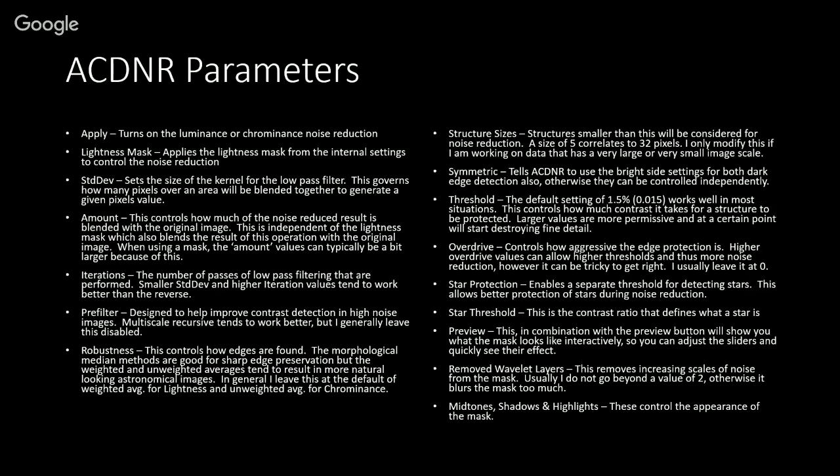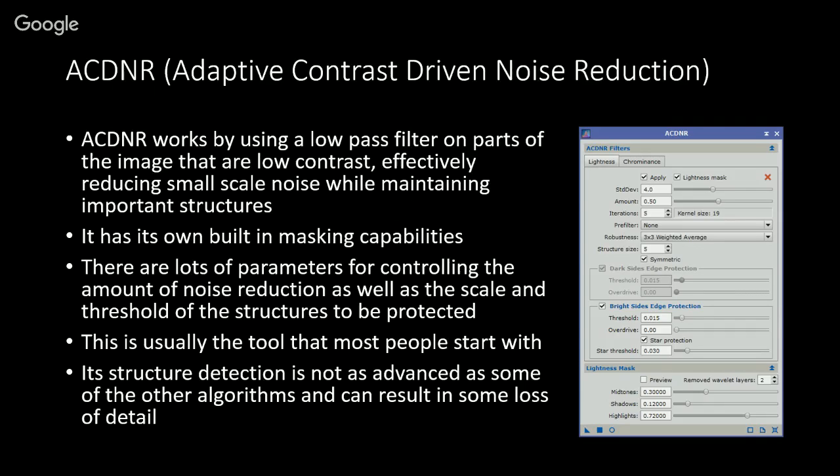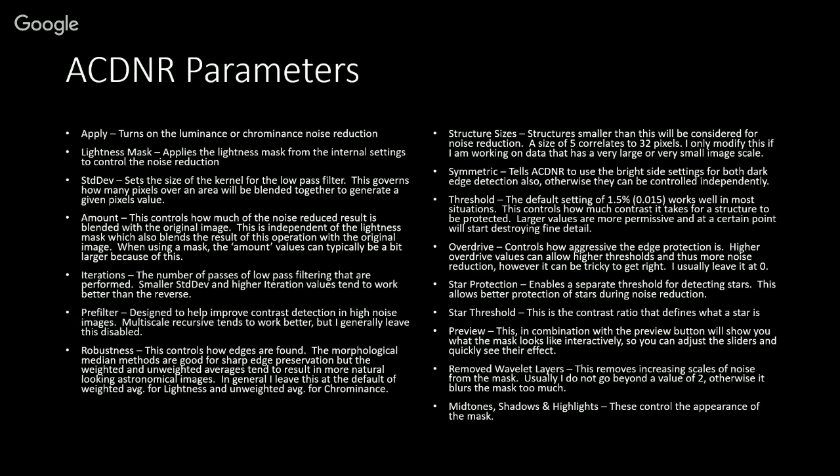So let me just go through some of the options that you'll probably play with. The apply button, if you look back at the form, just enables or disables whichever tab is active. In this case, I have the lightness tab selected, so that will turn off and on the lightness application. So you can effectively noise reduce lightness or chrominance separately. The lightness mask checkbox basically turns it on so that whatever settings you've used in the lightness mask section are applied before the application of the ACDNR run.